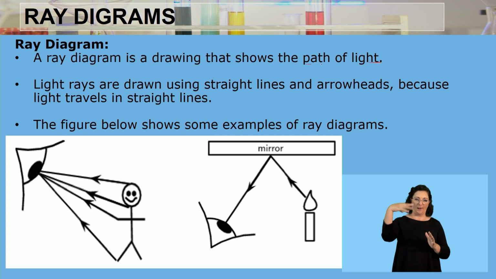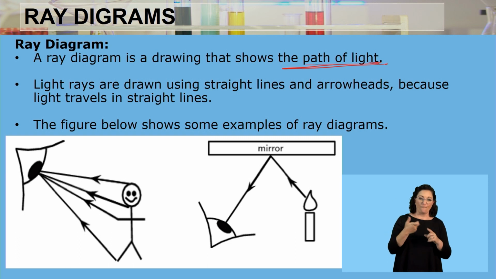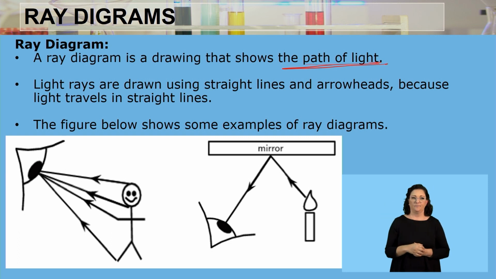So the path of light starts from the source, being a luminous object, and we said that can be a light bulb or any object that emits light, and also the sun as the main source of light. So light rays are drawn using straight lines and arrowheads. Remember, the arrowheads are showing direction.